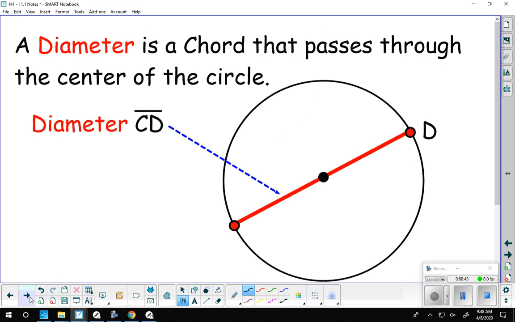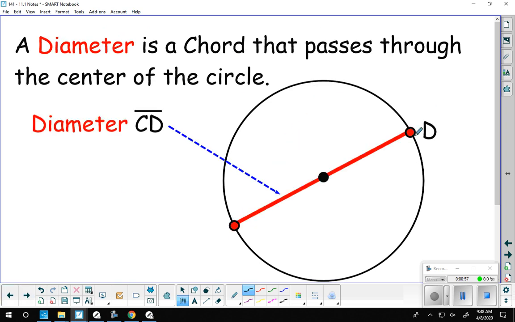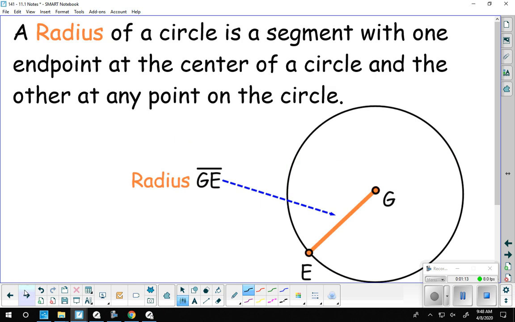Next. Now, a diameter is a chord because it is a segment whose endpoints are on the circle, but the diameter specifically passes through the center of the circle. So this would be called diameter CD. So it is a chord too, but more specifically, it's a chord that goes through the center of the circle.